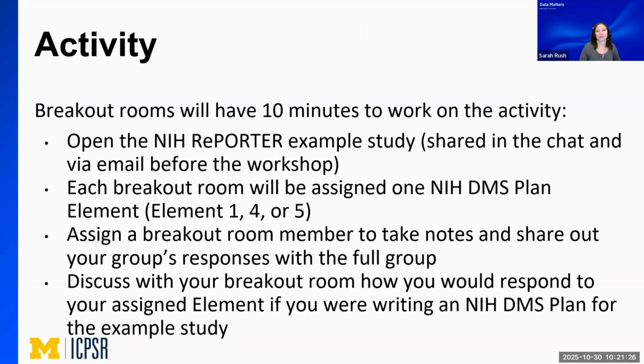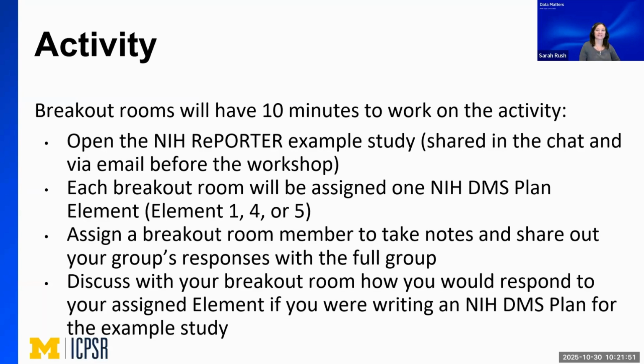Thanks, Chelsea, and good morning, everyone. We're now going to give you the opportunity to work on drafting responses to a few of the elements that are required in an NIH data management and sharing plan. We're going to split into breakout rooms that will be assigned one data management and sharing plan element, and today we're focusing on elements 1, 4, and 5. Each group's assigned element will be the name of their group.